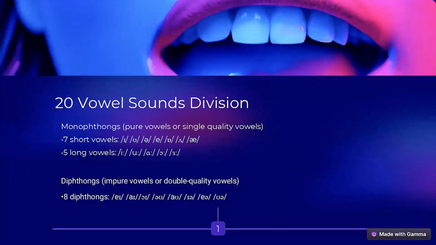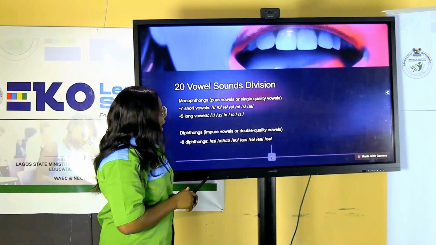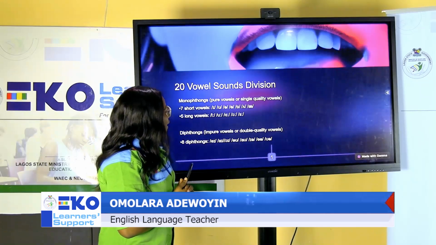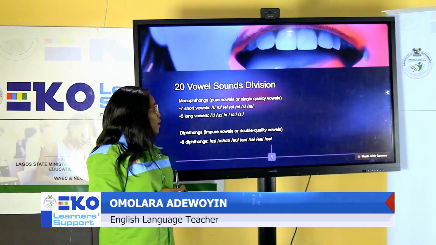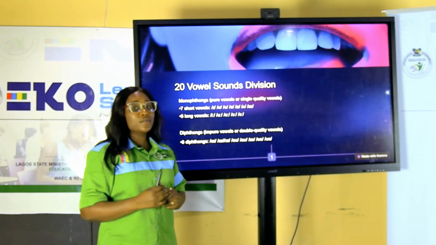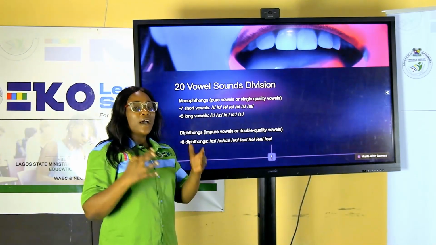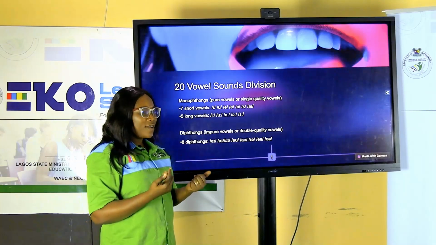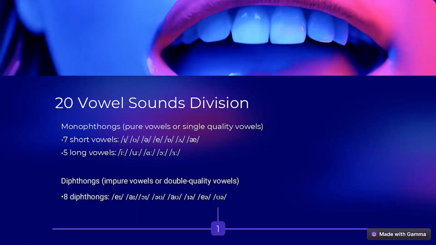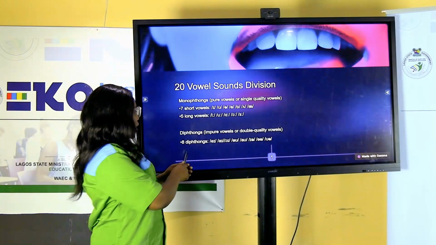S-E-A-T, seat. We have U in the word stool. We have R in the word fart. We have O in the word salt. We have the vowel in the word girl, and in the word cornel. All of those are examples of the 12 vowel sound monophthongs. Now let's look at the diphthongs.